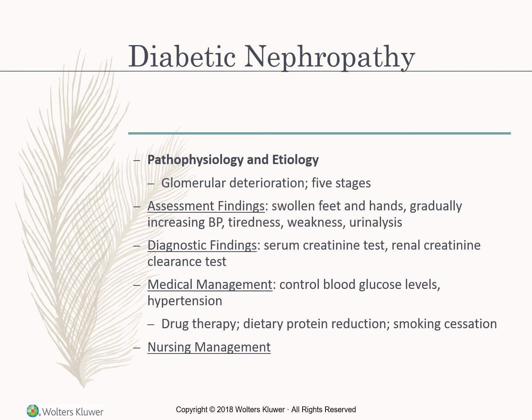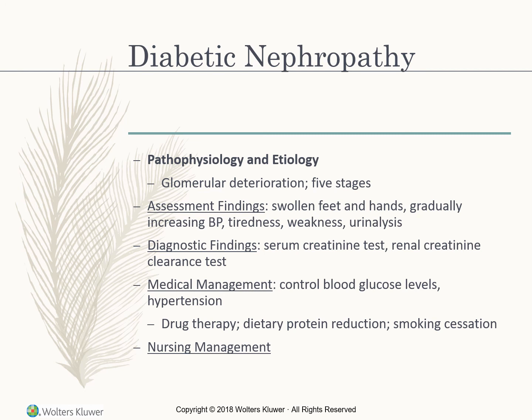In managing this, we want to control their blood glucose levels and hypertension because it can prevent or delay the development of diabetic nephropathy. It's recommended that those with diabetes maintain their BP of systolic lower than 140 and their diastolic less than 90. We can manage this with ACE inhibitors such as captopril and angiotensin II receptor antagonists such as losartan, and this can slow the progressive nature of nephropathy.